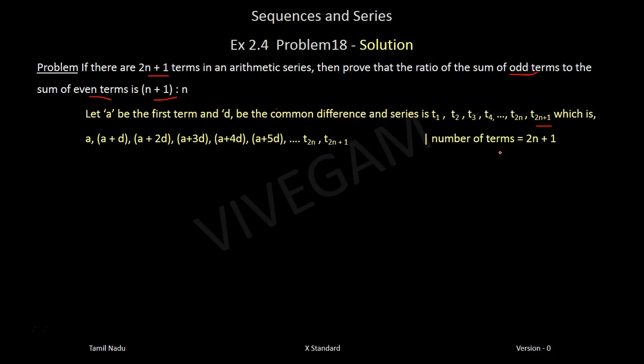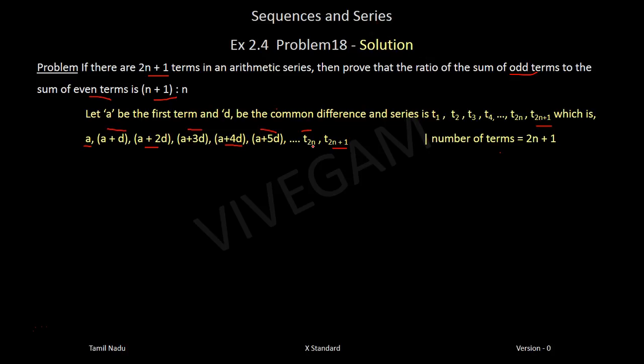Now what we'll do is segregate all the odd terms. This is the first term, odd. This is the third term, odd. This is the fifth term, odd. This is the sixth, so it's even. 2n plus 1 is odd. Like that, we'll separate the even terms: second term, fourth term, sixth term, and the last but one, T2n.